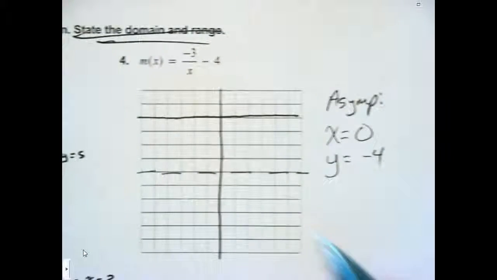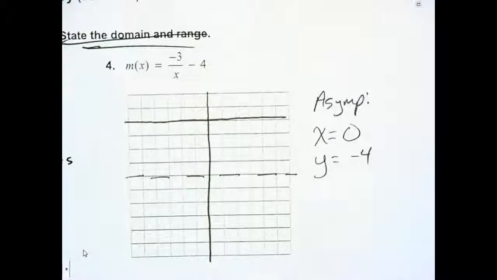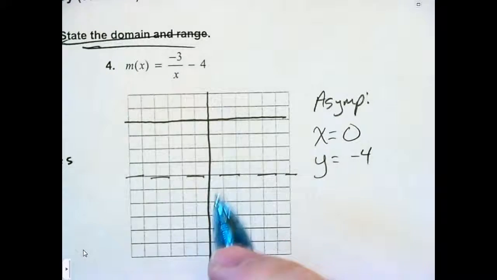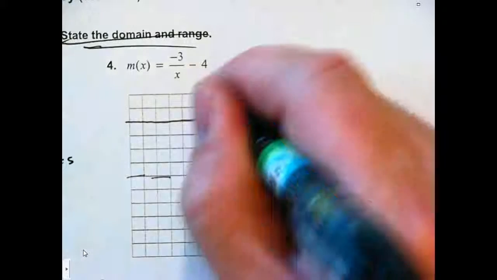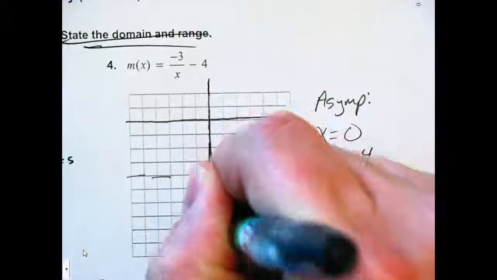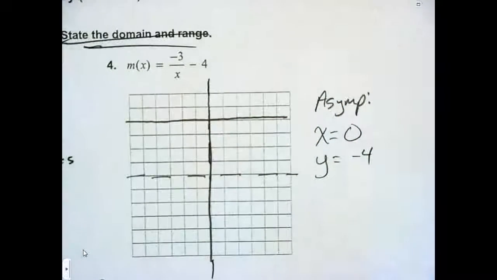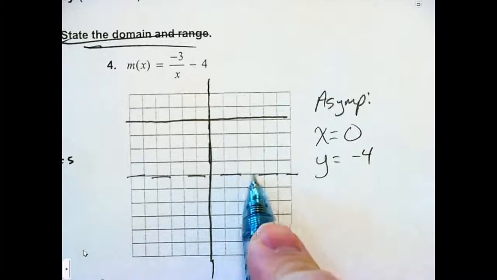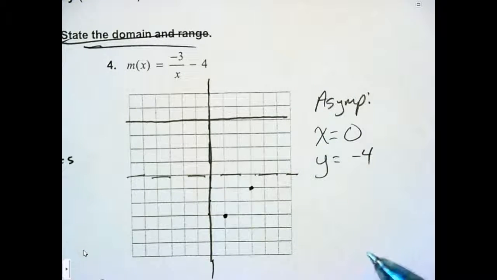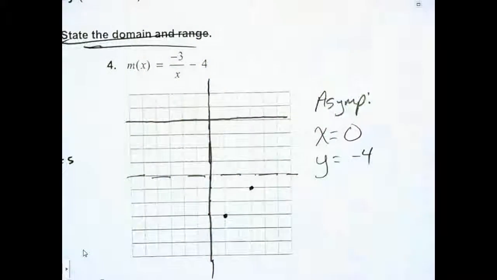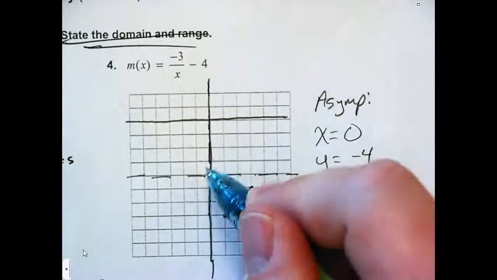How does that -3 help me? You're going to be 3 units away from each of those axes, or those asymptotes. So if I go 1, 2, 3, I go down 1. If I go 1, 2, 3, I go over 1. That's only when there's just a constant number up on top.